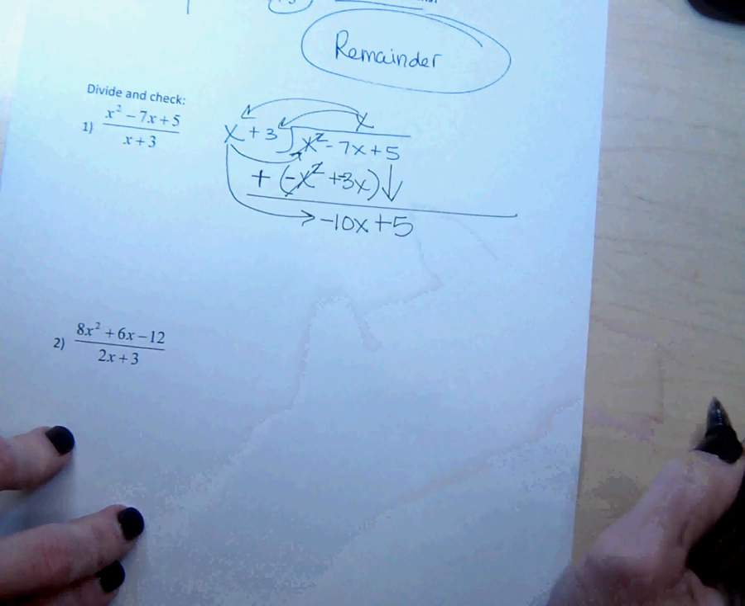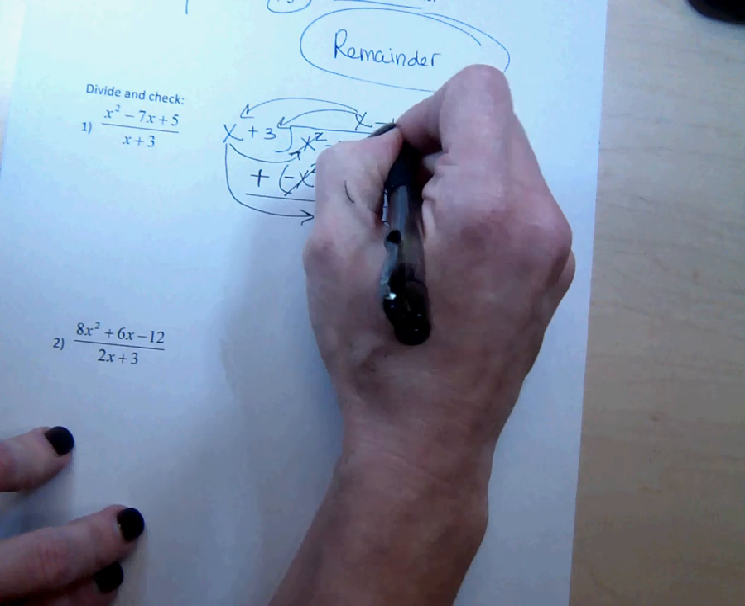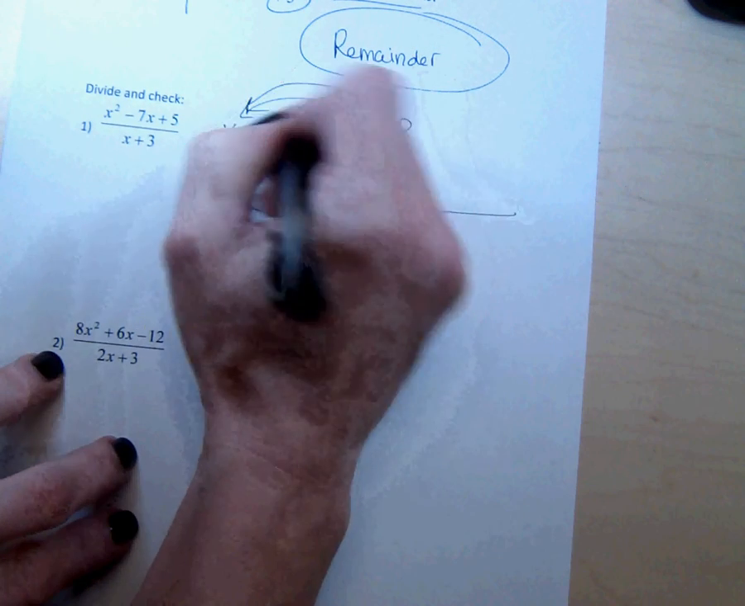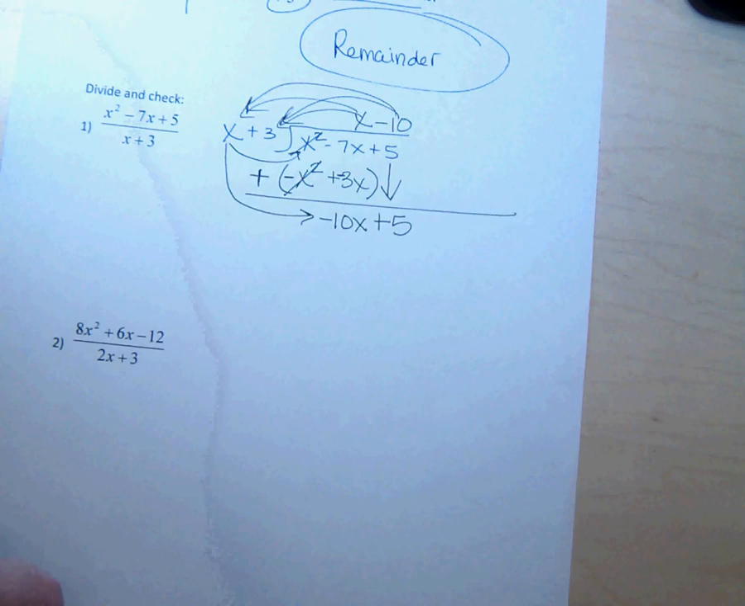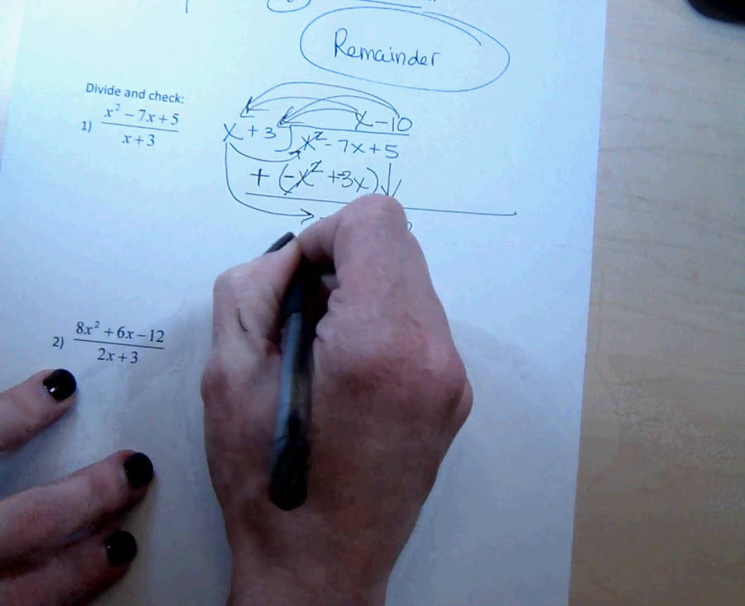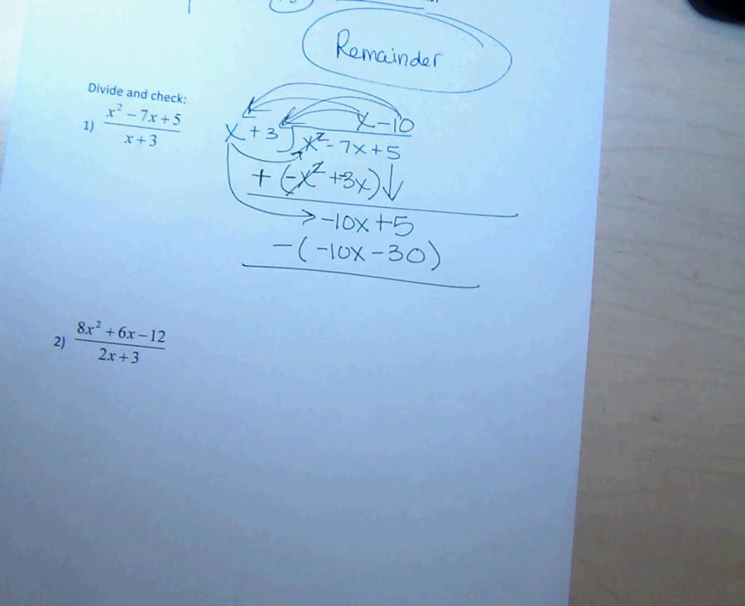Let's see how many times x goes into negative 10x. Well, that means x times negative 10 is what I want. So minus 10 goes right there. And I distribute the negative 10. I get negative 10x minus 30. And now I subtract all of that.